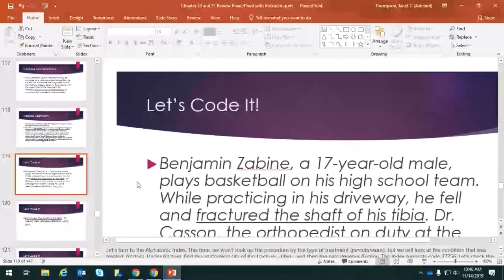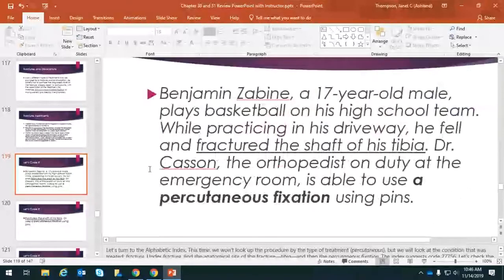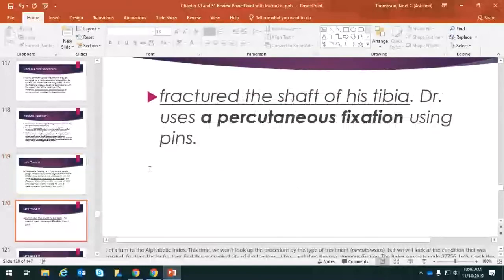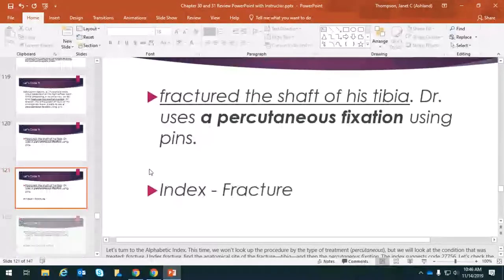Let's go into our code. Benjamin, 17-year-old male, fractured the shaft of his tibia. And the orthopedist is able to use a percutaneous fixation using pins. So he put pins through the skin to fix that bone right to its place. So hopefully it will heal nice and normally. So we are looking for the procedure code for a percutaneous fixation using pins.